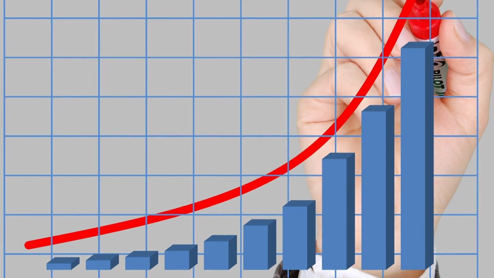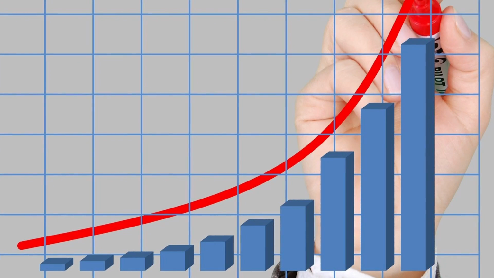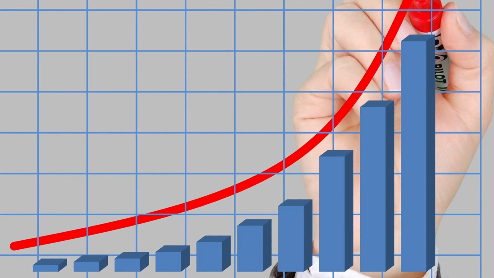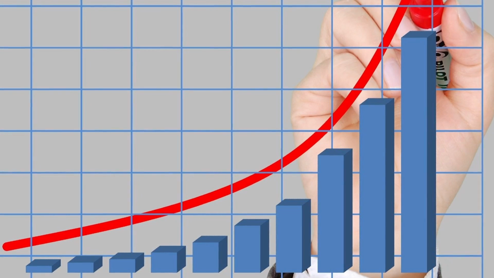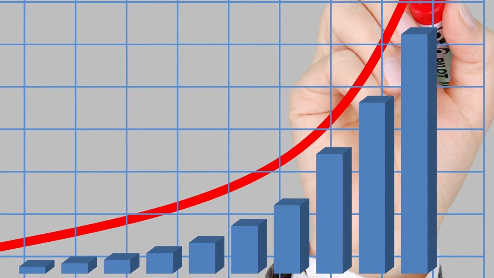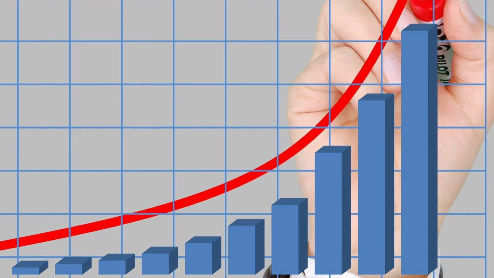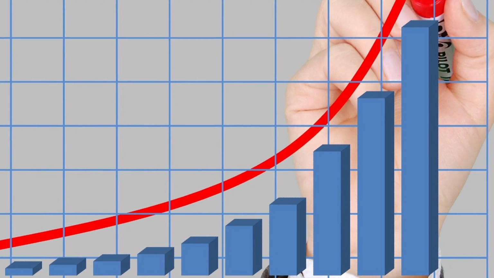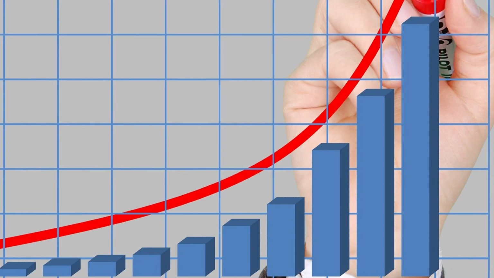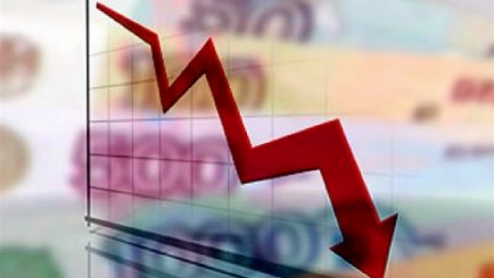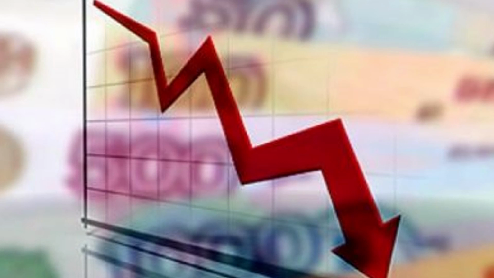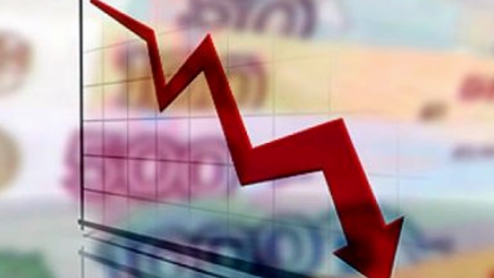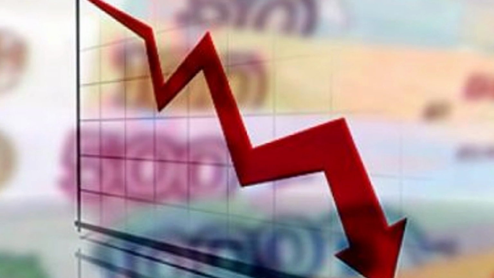Inflation refers to a sustained increase in the general price level of goods and services in an economy over a period of time. Put simply, it means that the purchasing power of money decreases over time. When inflation occurs, the same amount of money can buy fewer goods and services than before.